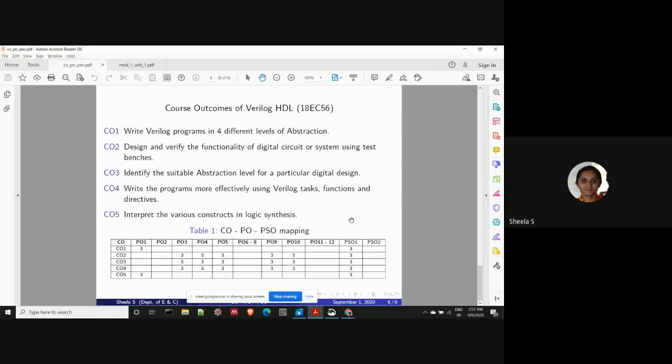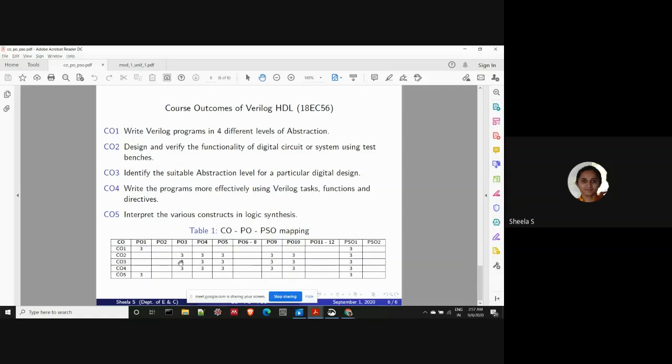And the next thing we have is CO3. So again, when a particular design is asked, if you are given a problem to find a solution or to design a device, in that case, again you have to analyze the problem and do the corresponding design. While doing the design, you should be able to identify which type of programming you have to write, whether gate level or data flow or behavioral or switch level, so that you have to analyze and use it.